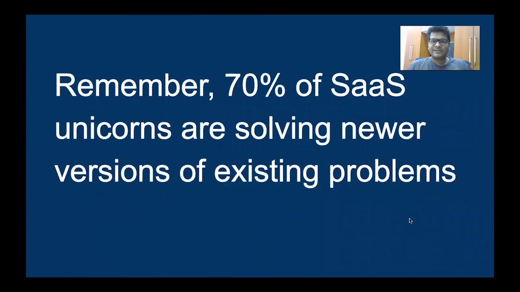And remember, 70% of the SaaS unicorns out there right now are newer versions of existing problems. If you look at Zoom, if you look at Salesforce, a lot of these companies are actually solving problems that already existed. They're just solving these problems better. So instead of solving unique problems, you can actually solve a problem uniquely, and create something exciting that people would love to use.